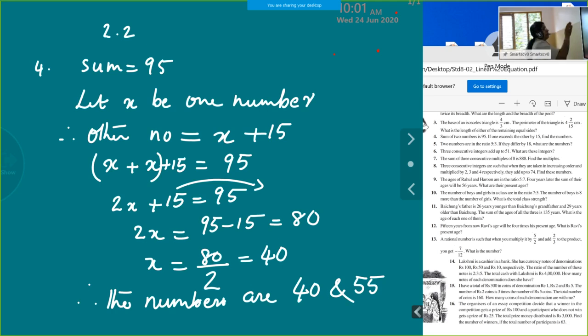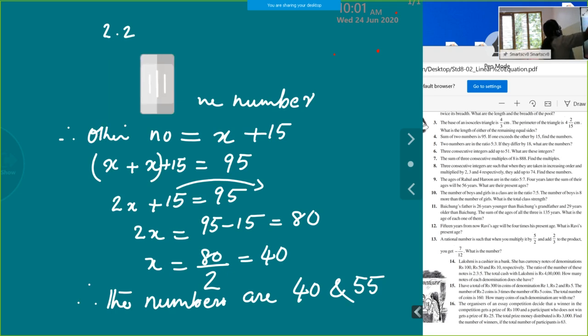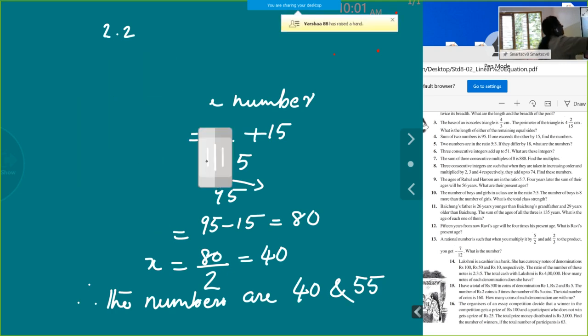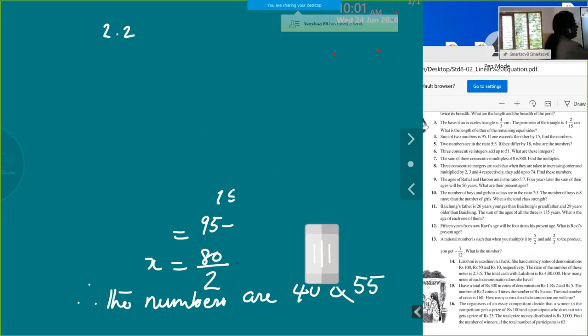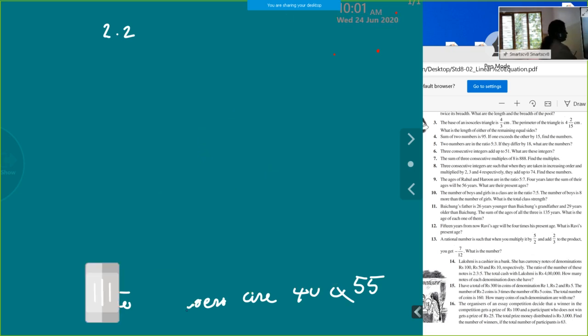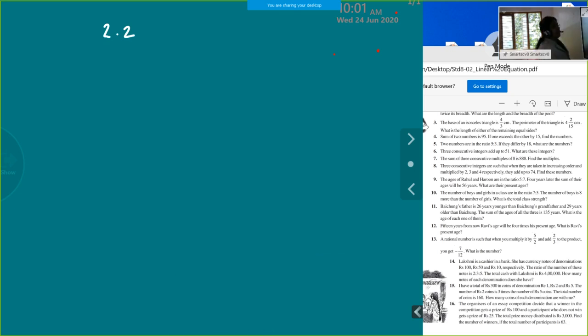Now, let's go to the next question, that is question number 5. So again, you can read the question in your mind and find out what is the unknown in that question. The question is, two numbers are in the ratio 5:3 and they differ by 18. What are the numbers? Two numbers are there whose ratio is given as 5:3.